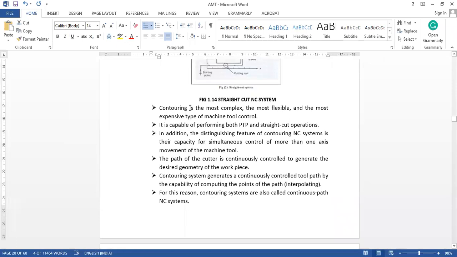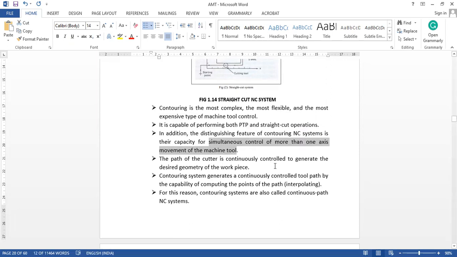And the third one is contouring. Contouring is the most complex, the most flexible, and the most expensive. The least expensive is the PTP system, and the most expensive is the contouring system of machine tool control. This is capable of performing both the PTP and straight cut operations. In addition, the distinguishing feature of contouring NC systems is their capacity for simultaneous control of more than one axis movement of the machine tool.